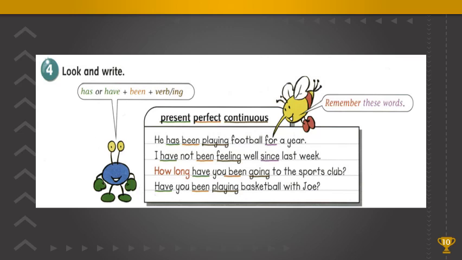Last one, have you been playing basketball with Joe? So, have been playing is called the present perfect continuous since we have the auxiliary verb have followed by been followed by the verb in its ing form. So we call this now present perfect continuous.